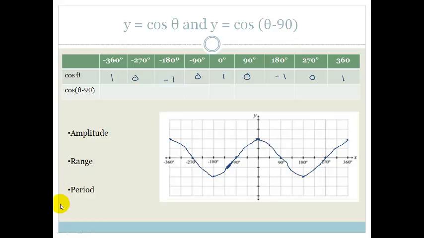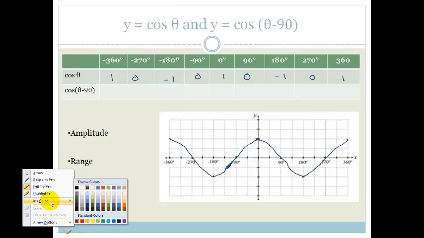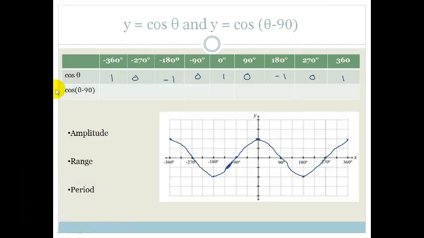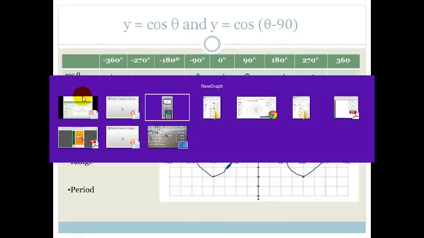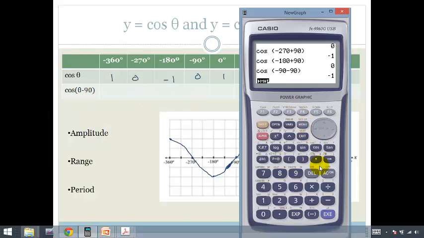Let's fill these numbers in. This is going to be 1, 0, minus 1, 0, 1, 0, minus 1, 0, and then back up to 1. So now we're going to use our calculator just like we did before, and we're going to see what happens if we now change this angle, if we now make it theta minus 90. So let's get out our calculator and let's clear it.